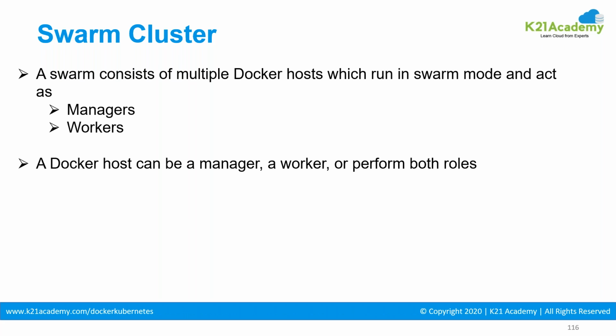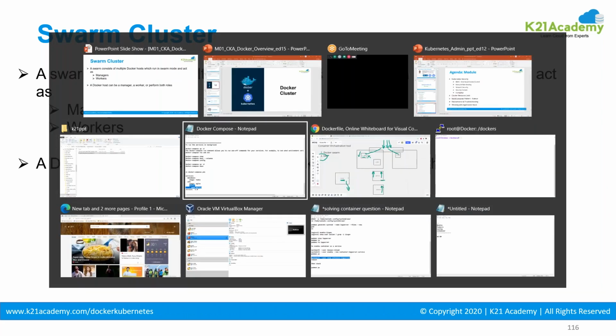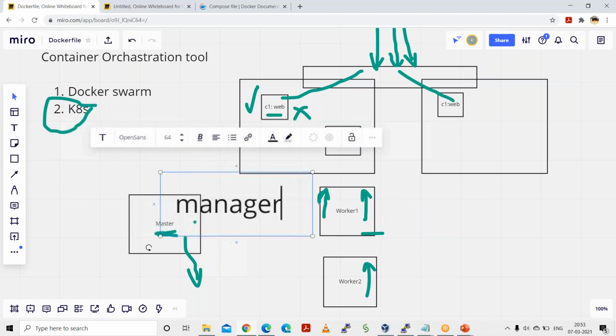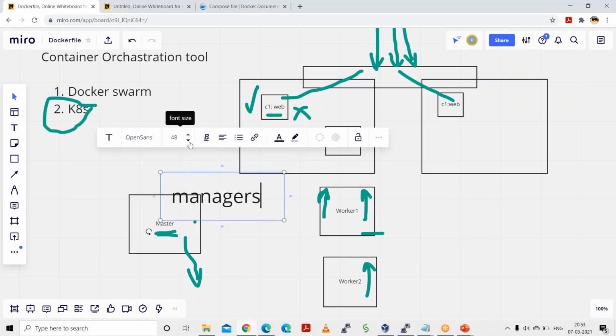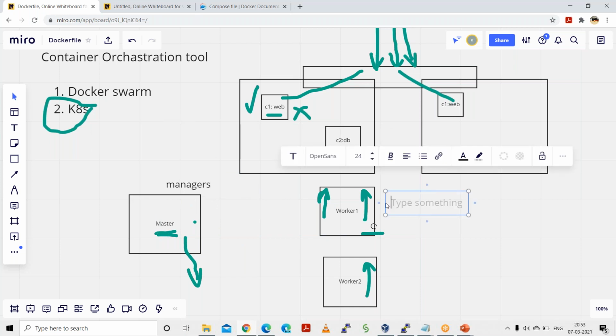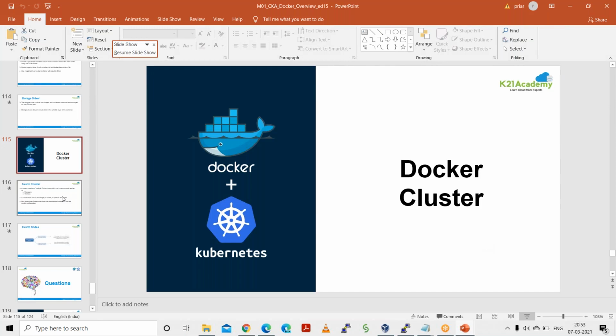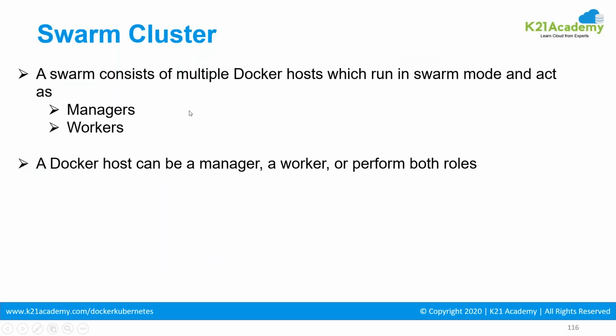So in the diagram I was trying to show you, this is called the managers in the Docker Swarm, and this is called the workers. You can have multiple workers, not just two. A Docker host can be a manager, a worker, or perform both roles. This is something interesting here in Docker Swarm.